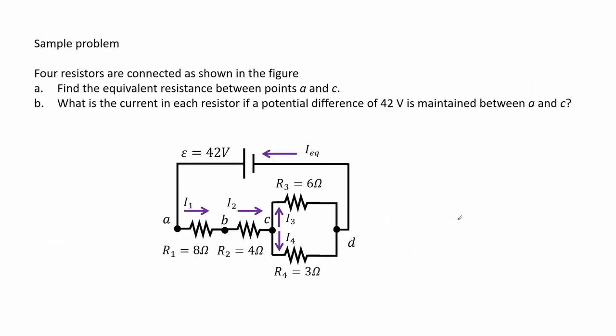Sample problem. 4 resistors are connected as shown in the figure. For letter A, find the equivalent resistance between points A and C. For letter B, what is the current in each resistor if a potential difference of 42 volts is maintained between A and D?